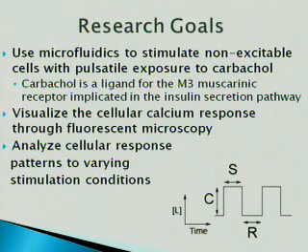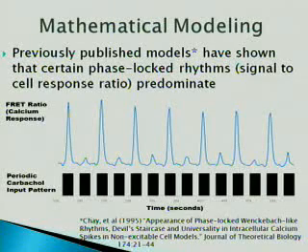The ligand that we use is carbachol, a stable derivative of acetylcholine, which binds to the M3 muscarinic receptor, which is implicated in the insulin secretion pathway. Previously established mathematical models have shown certain phase lock rhythms that predominate in these cellular calcium responses. So as you can see in this figure, for every carbachol input, which are these black rectangles, the cell responds with a calcium spike. And as you can see here, the cell only spikes 1 every 2 pulses of carbachol. This we refer to as skipping, and it's a 2-to-1 cell signal to cell response ratio.